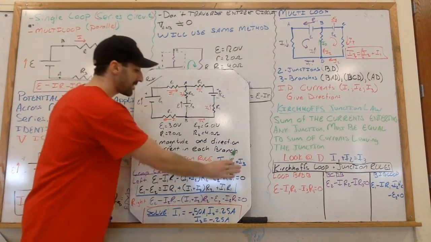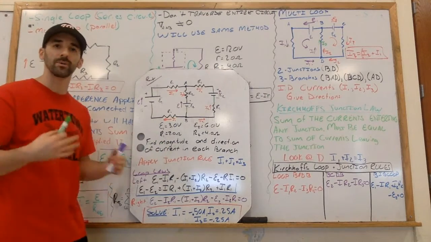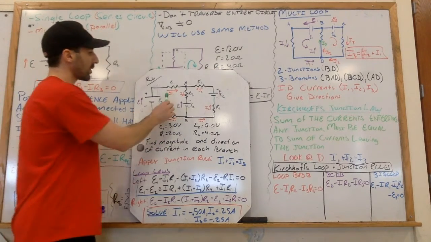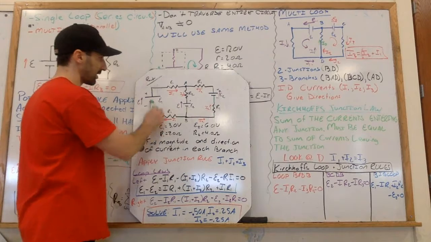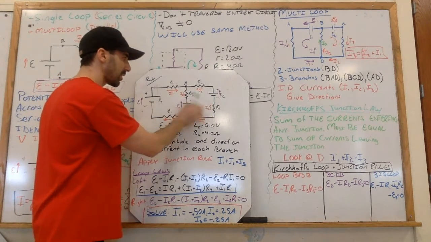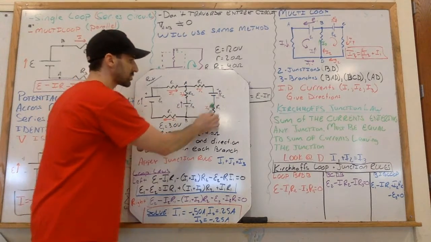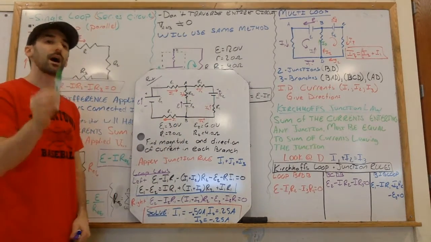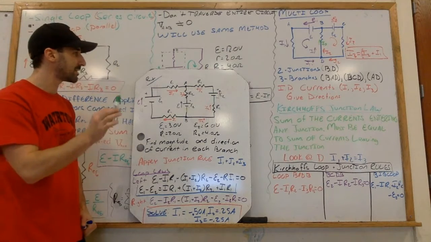But I didn't know anything else about this circuit, so I arbitrarily drew current arrows. So I said that current 1 was traversing around this way, and here I have 2 batteries. So I have current 2, I don't really know what's going to happen. So I said current 2 is traversing around in that direction. I'm going to apply the loop rule and the junction rule.